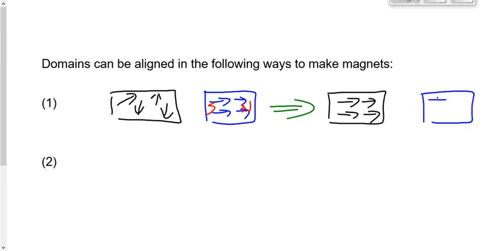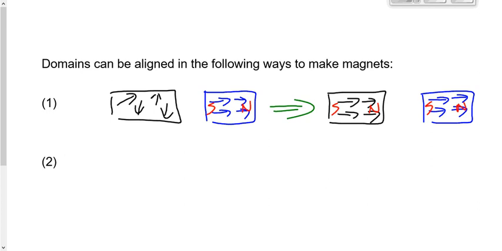Now, that causes these blue domains that have a distinct polarity associated with them to end up causing these black domains that were pointing in random directions, that are now pointing in a specific direction, to also develop a polarity, a north pole and a south pole. We've just made a magnet.